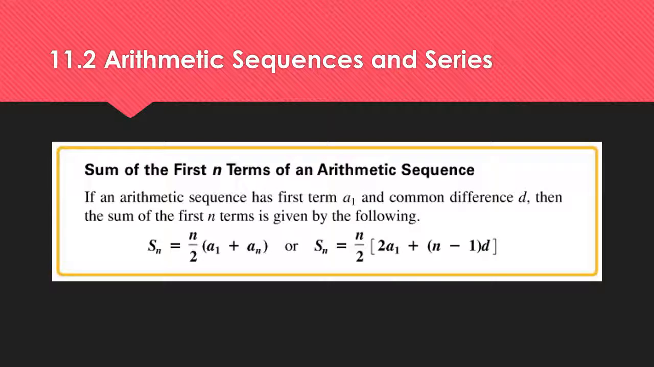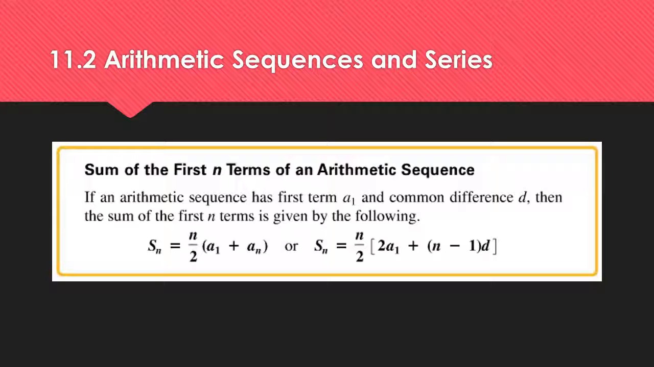Okay, now we're going to talk about the arithmetic series. The sum of the first n terms of an arithmetic sequence is given by the formula you see here. It says if an arithmetic sequence has first term a1 and common difference d, the sum of the first n terms is given by the following. And we actually have two little formulas here. You can use whichever is appropriate.